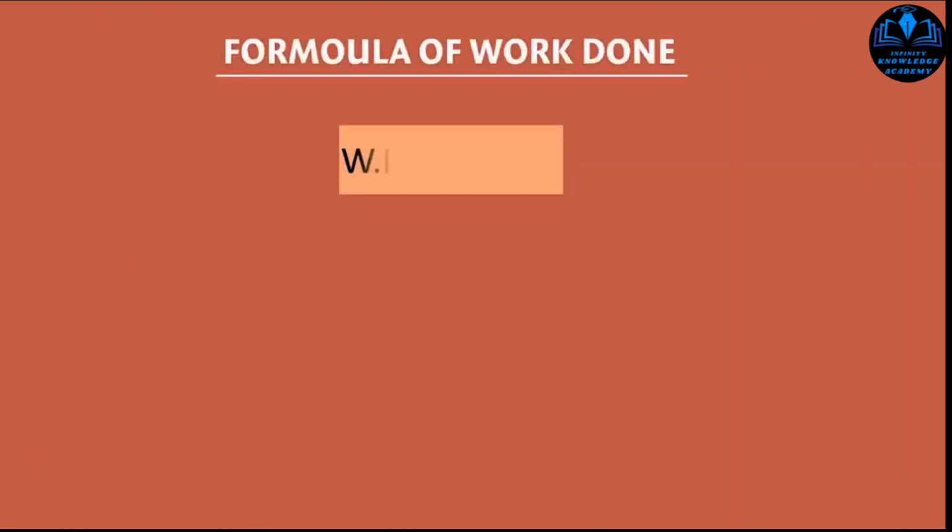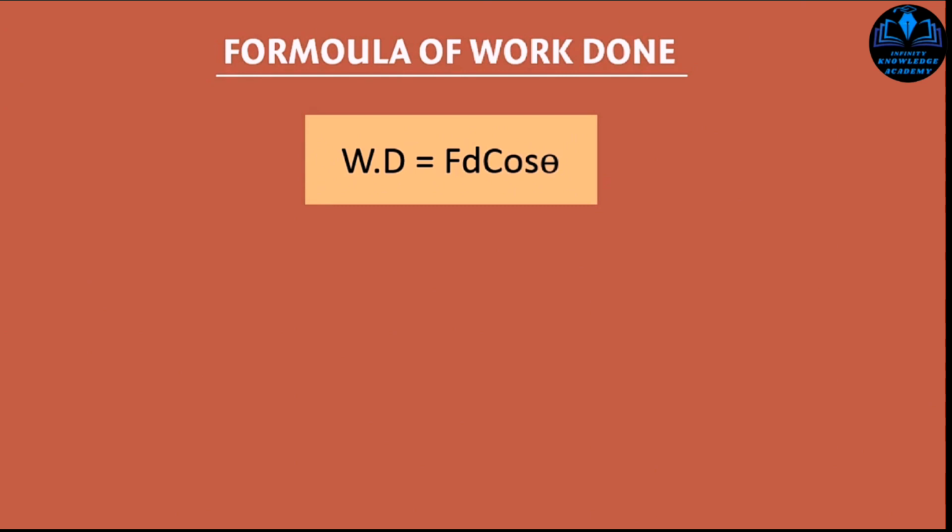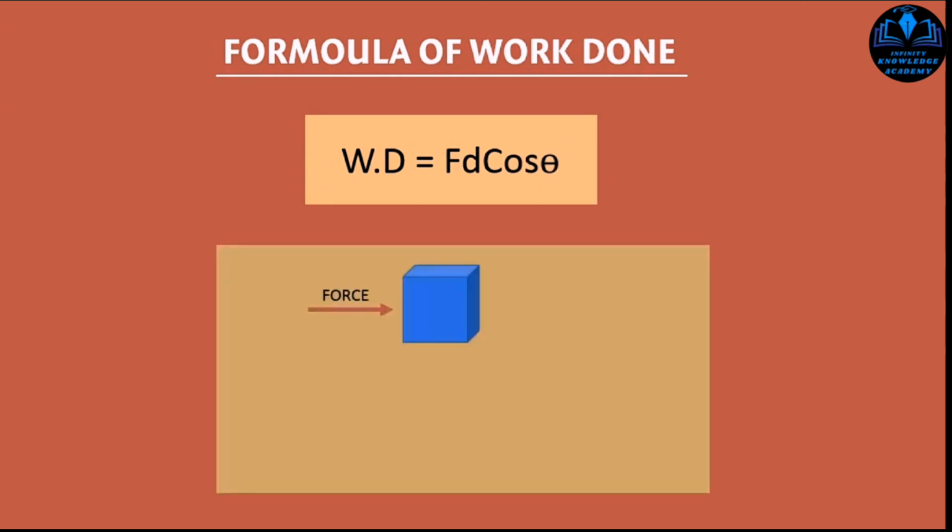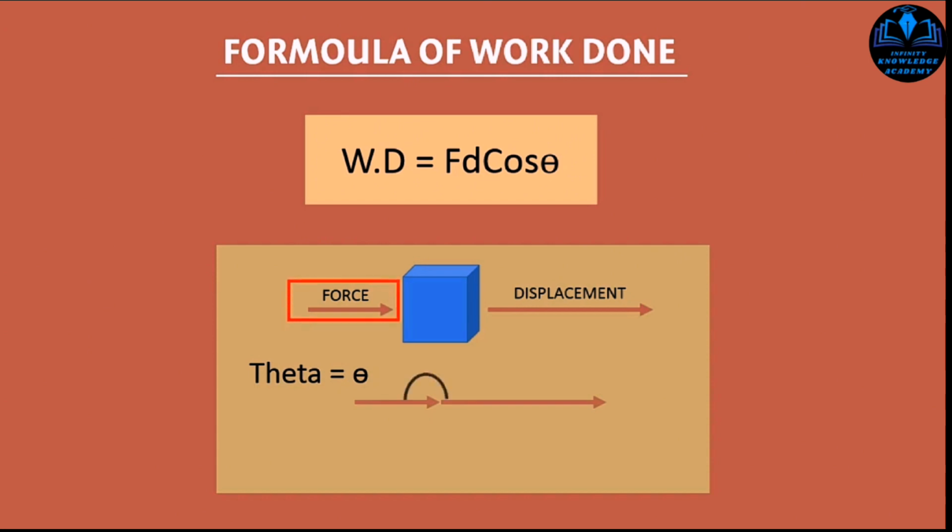And in this formula, we already know that F is the force which we exert on an object and d is the displacement of an object in the direction of force. Then what about the cos theta? Well, theta is the angle between the force which we exert on an object and the displacement of an object. Let me explain this work done formula by giving you some examples.